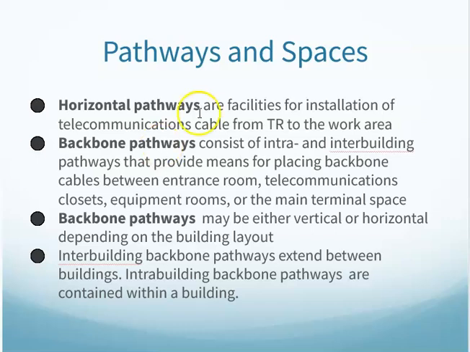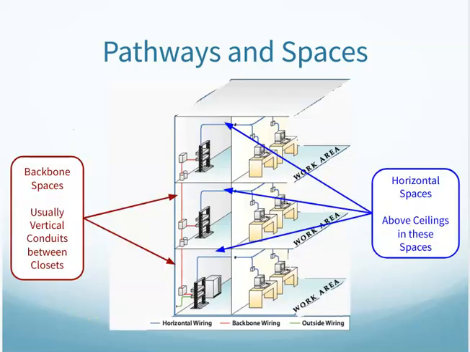There are horizontal pathways we have to worry about. There are backbone pathways we have to worry about. And these can be vertical or horizontal depending on the layout of our system. And any kind of interbuilding backbone needs to have some kind of pathway. This could be a conduit or something between those two buildings. So in a building like this, we're talking about backbone spaces here, usually vertical conduits between the closets.